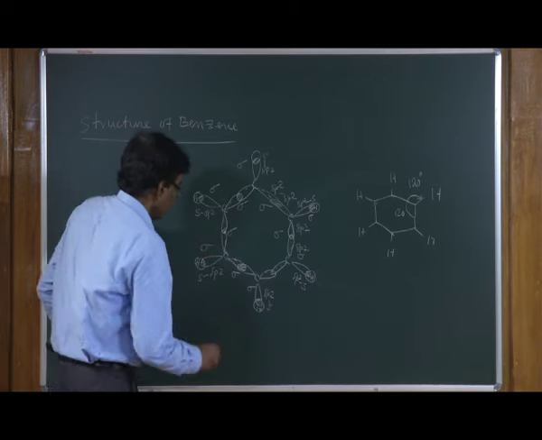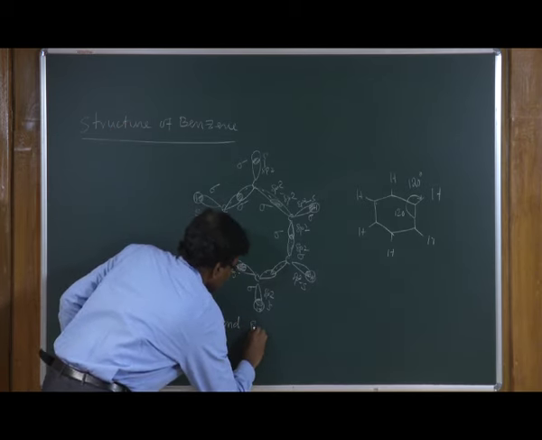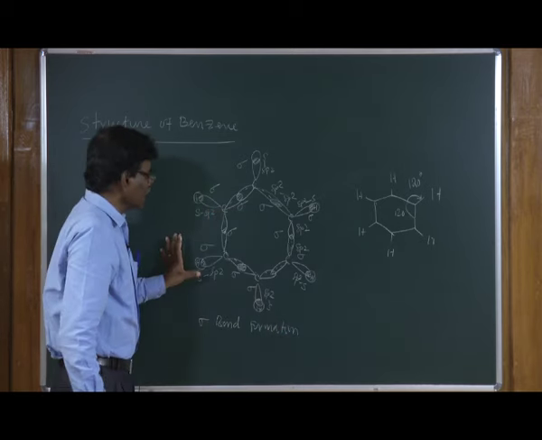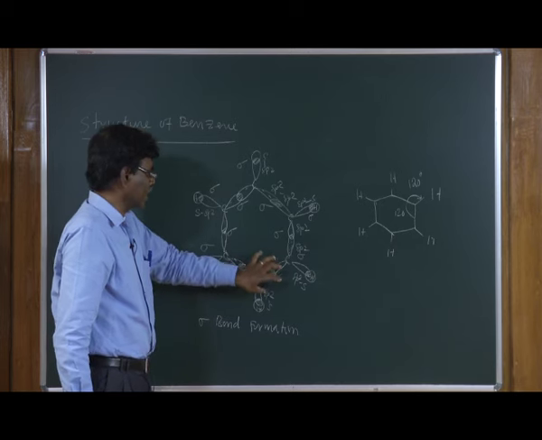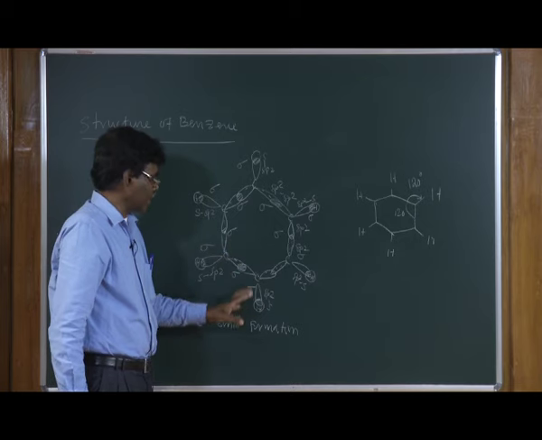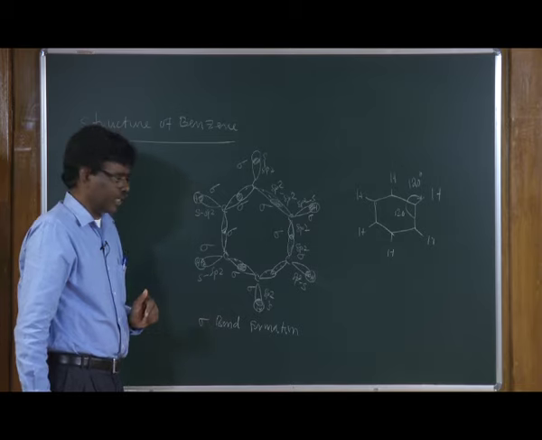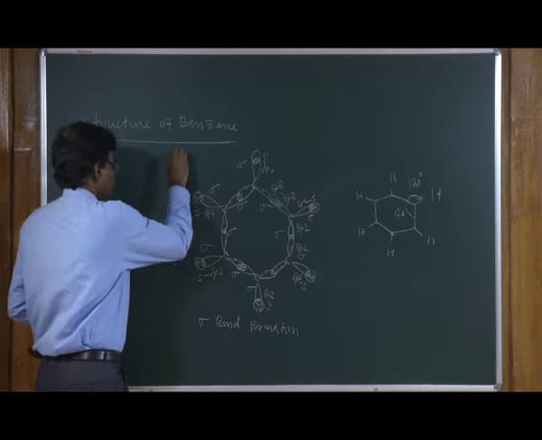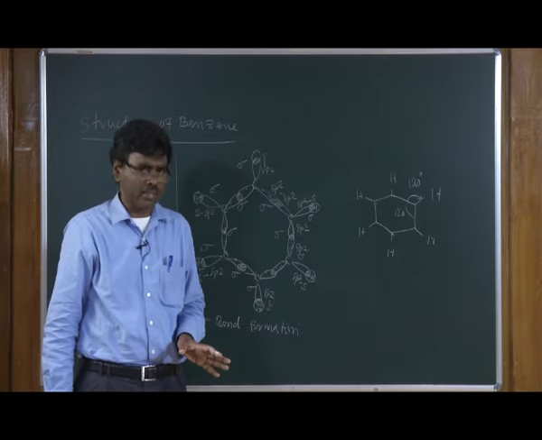This is the sigma bond formation in benzene. As you can see here, each carbon has three sp2 hybridized orbitals, which overlap, two of these orbitals with two carbon atoms and one with a hydrogen atom, making three sigma bonds: two carbon-carbon and one carbon-hydrogen sigma bonds. Now, in addition to that, each carbon has one p orbital with one electron.